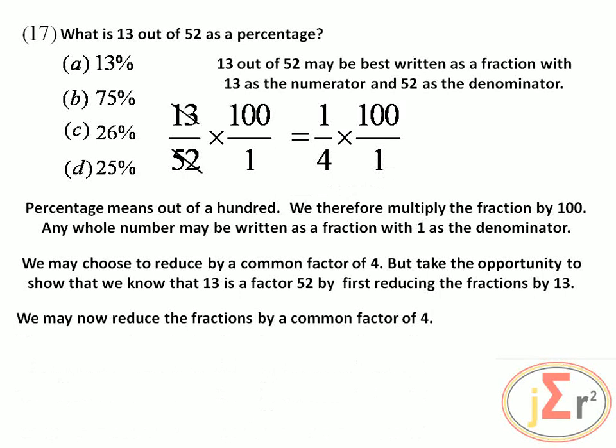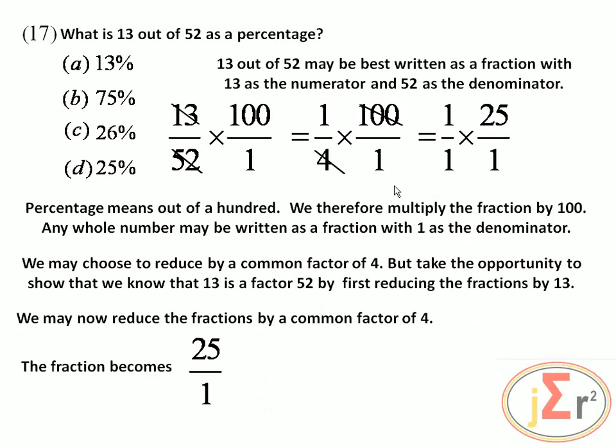We may now reduce the fraction by a common factor of 4. And of course, 4 into 4 is 1, and 4 into 100 is 25. The fraction becomes 25 over 1, and 25 divided by 1 is 25. So our answer is 25%, and the correct option is D.